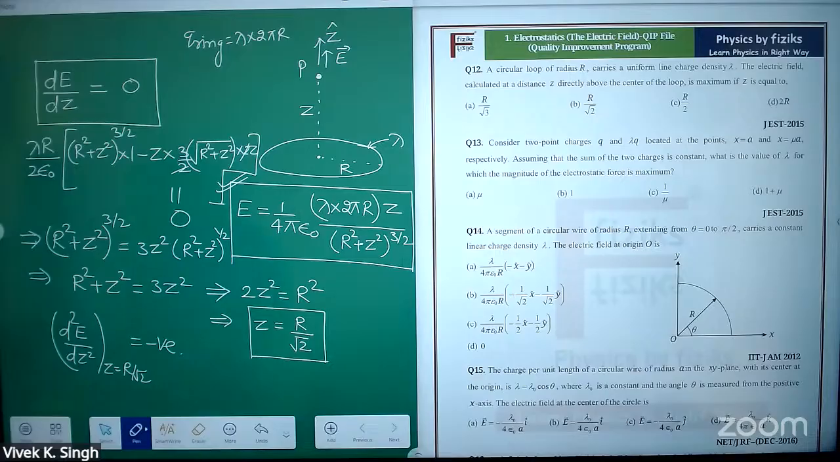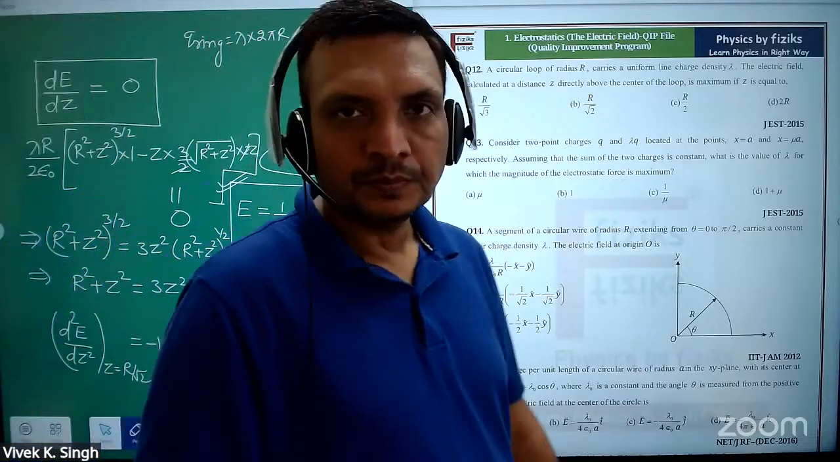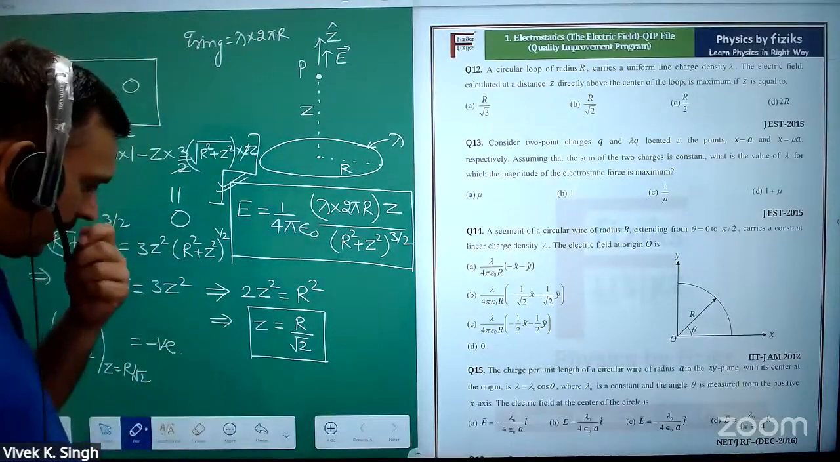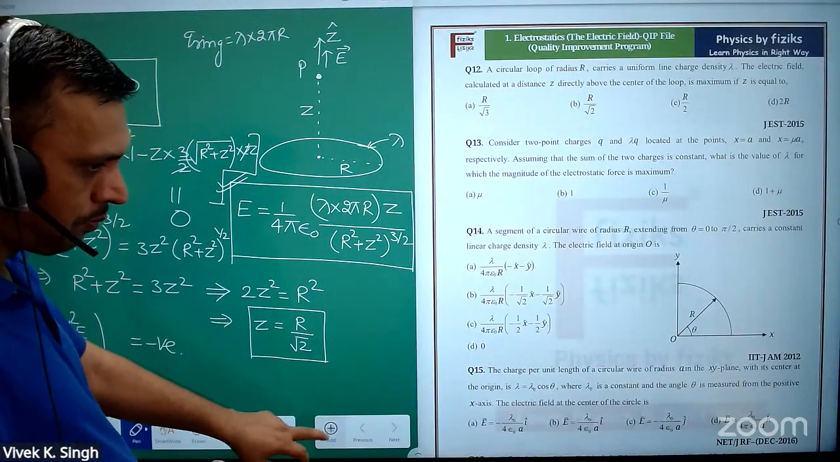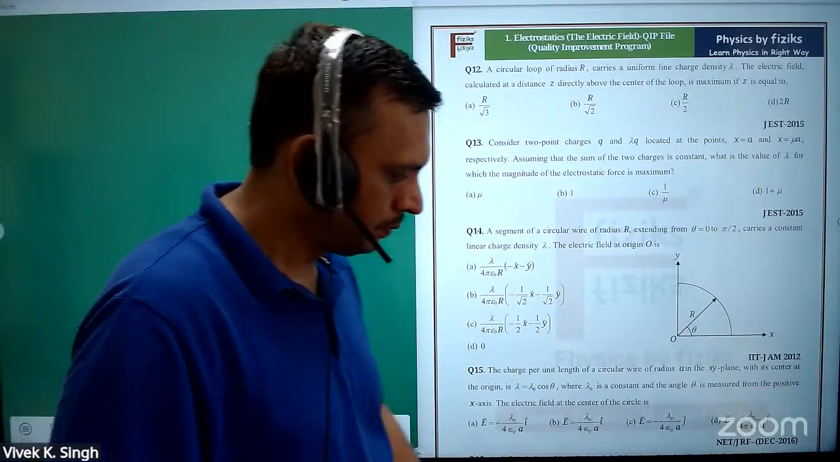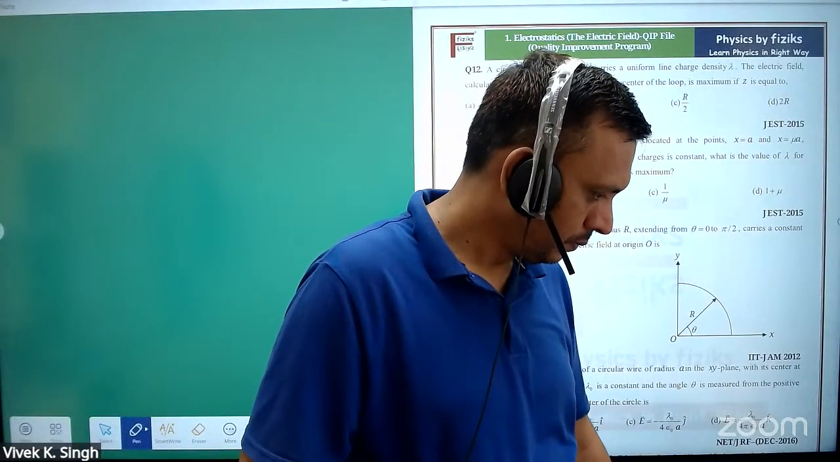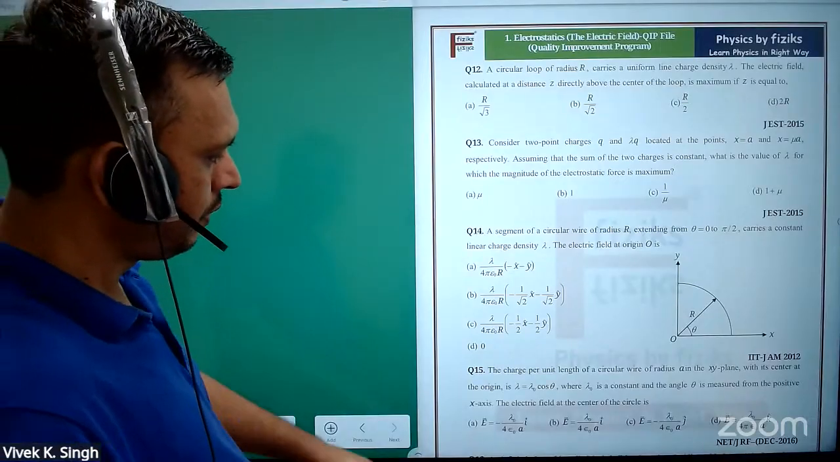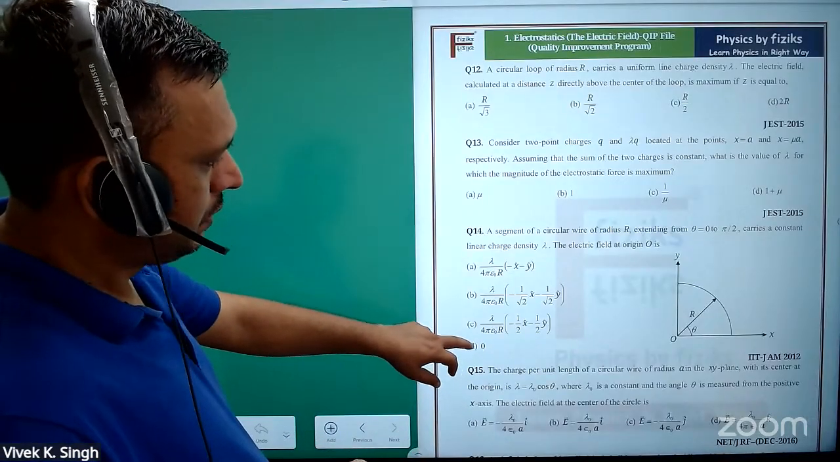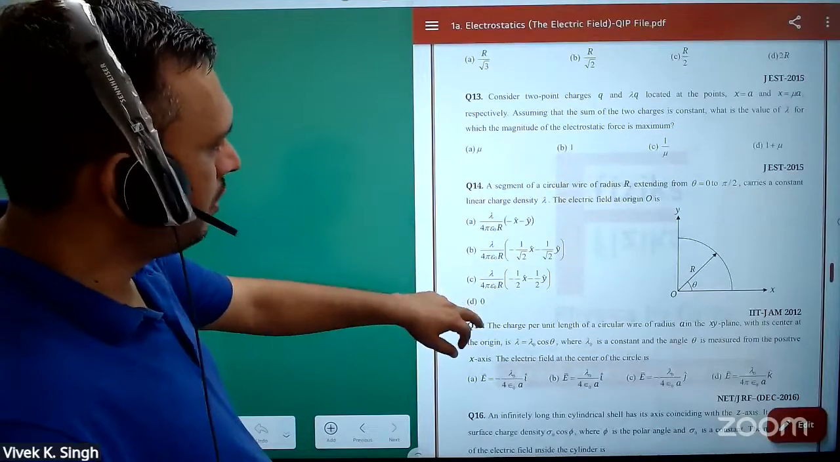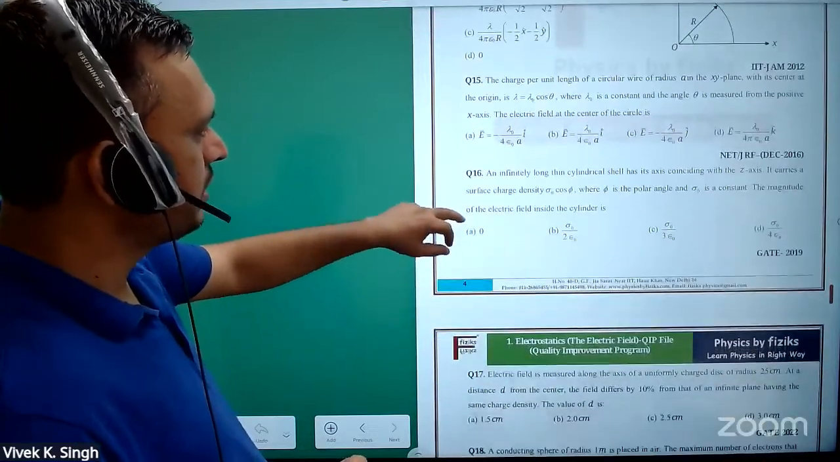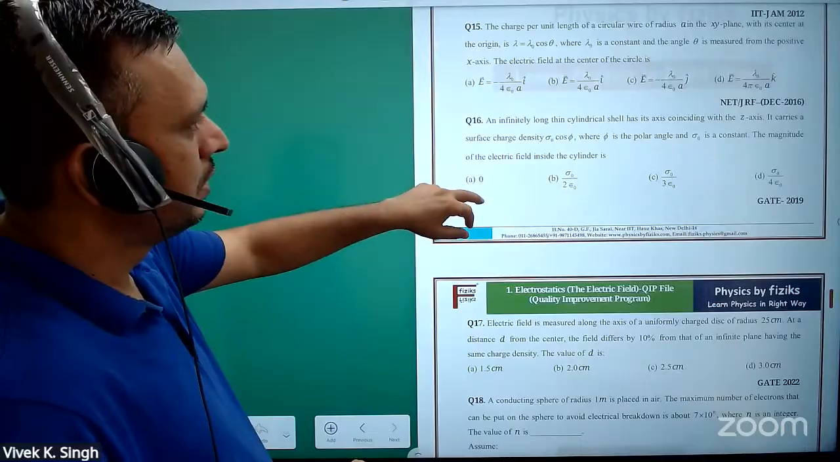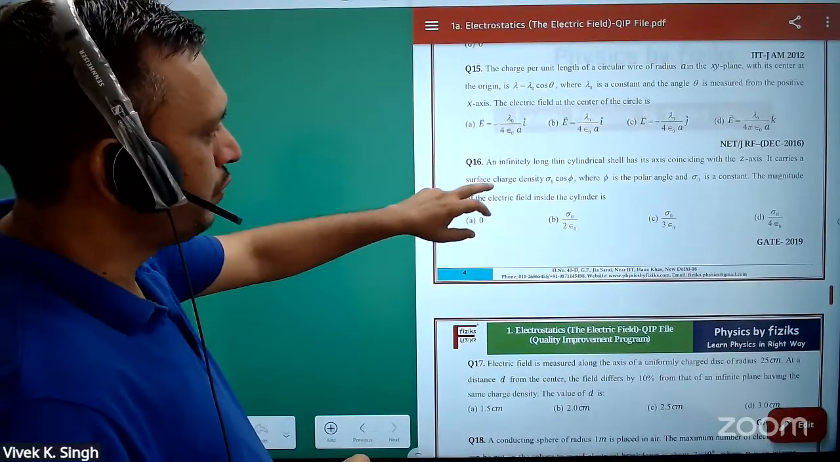ठीक है? Is it clear? Now take another example. Let's see. Now you can easily solve this question. Let's see question number 16. Now I will solve question number 16.